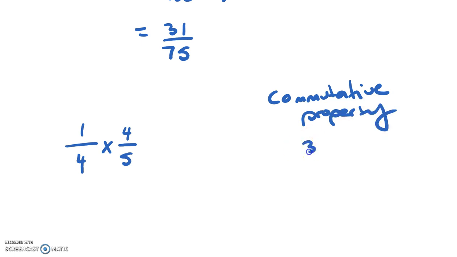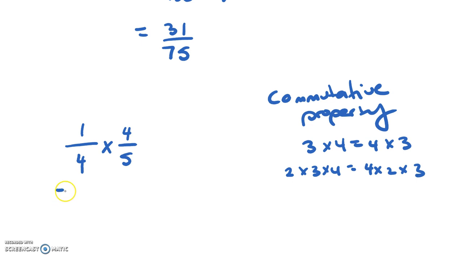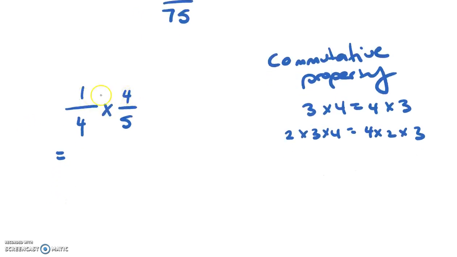Okay, so for example, does 3 times 4 equal 4 times 3? Yes? Does 2 times 3 times 4 equal 4 times 2 times 3? Yes? So I can swap the order around, doesn't matter. True? Okay, so let's swap the order here on the numerator. I'll get 4 times 1. True?